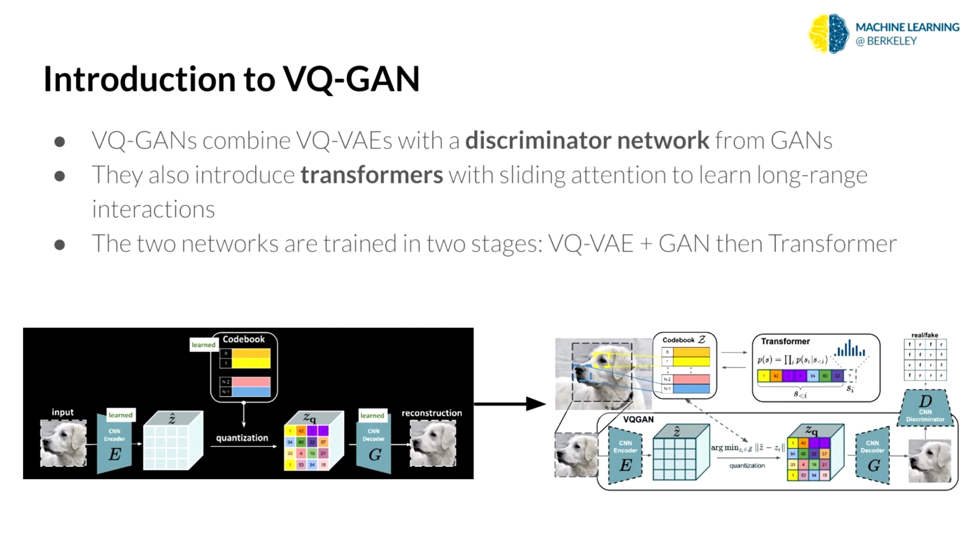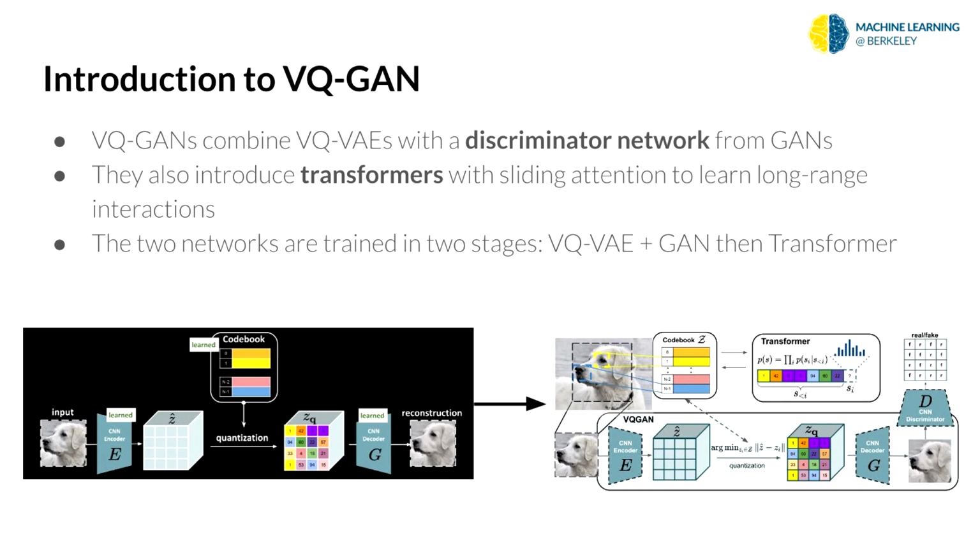They combine VQ VAEs with the discriminator network from GANs, as well as introducing transformers in order to learn long-range interactions. One key difference is that VQ VAEs use the decoder to reconstruct the images, but here we use both the decoder and the transformer to construct images. That's the biggest difference, as well as the discriminator. So they combine it with discriminators as well as transformers to get this new model.